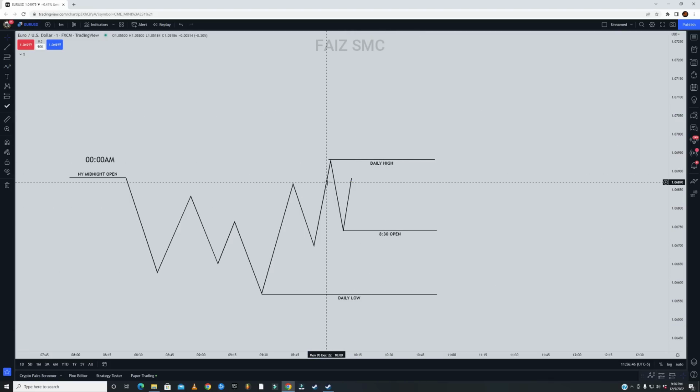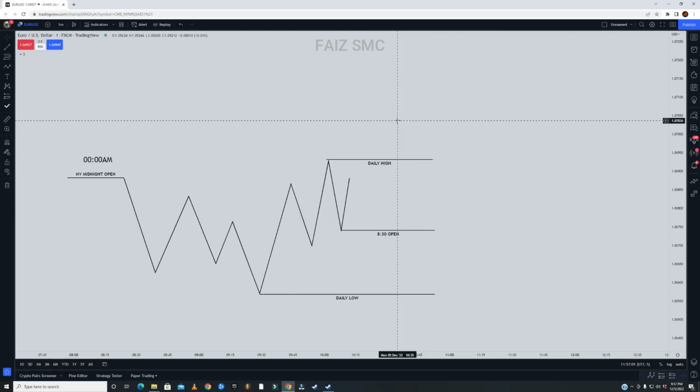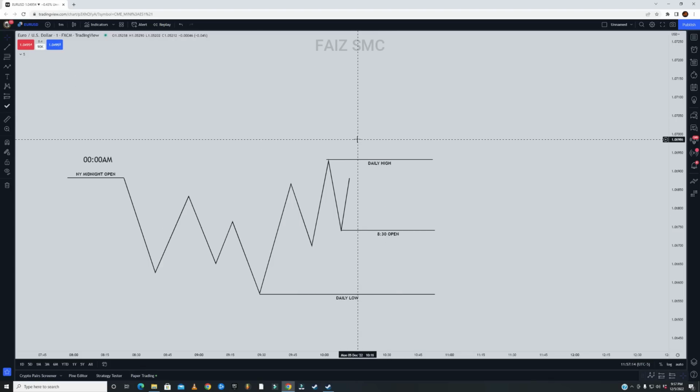So what is displacement? ICT gave an example about it in one of his ICT 2022 mentorship videos, and he said that let's assume there's a pool, right? And a single human jumps into that pool. The water splash is not going to be big, but let's assume that an elephant jumps into that same pool. The water splash is going to be really big. So similarly, you should be looking for those moves that break the structure, right, with volume.